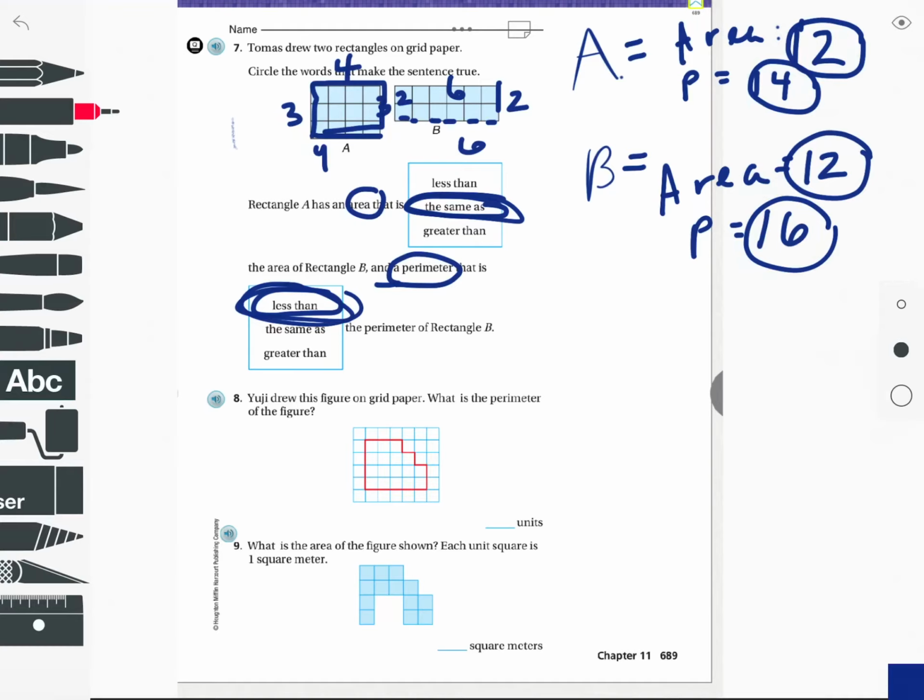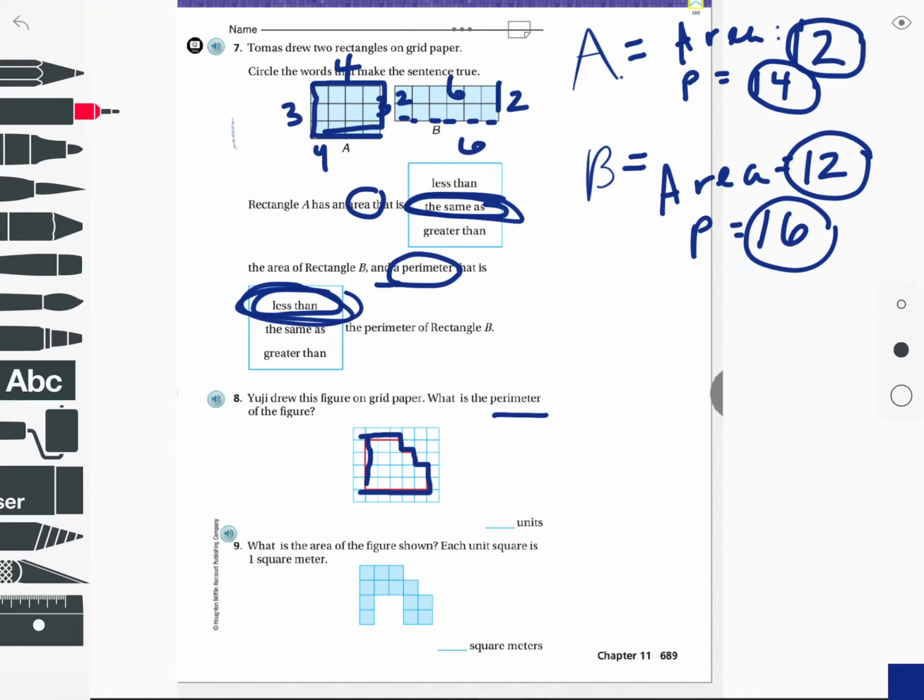Number 8, UG drew this figure on grid paper. What is the perimeter of the figure? That means what is around it? What is the measurement around it? I'm going to count around. 1, 2, 3, 4, 5, 6, 7, 8, 9, 10, 11, 12, 13, 14, 15, 16, 17.